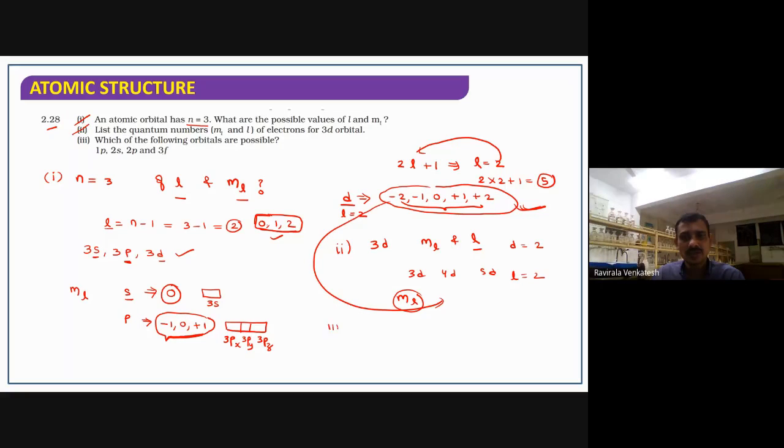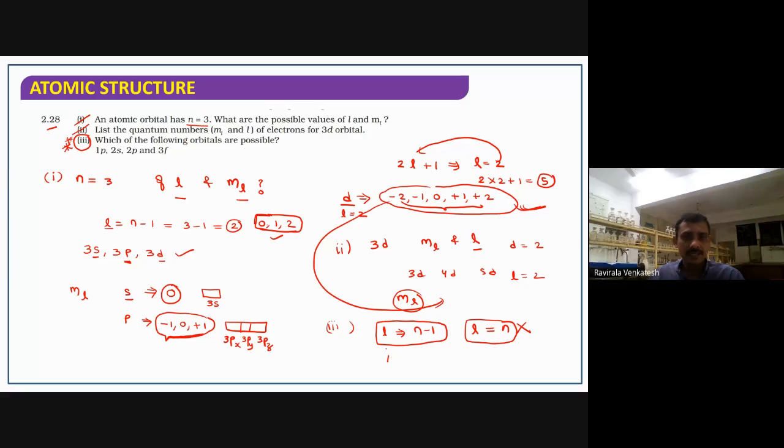Next, the third one. If you observe here, which of the following orbitals are possible, they are asking. This is very, very important. Which of the following orbitals are possible? So remember one thing here. The l value always goes up to n minus 1. This is a very important formula. You can't take l equal to n. It is impossible. In any case, l is never equal to the n value. For example, let me take something like this here.